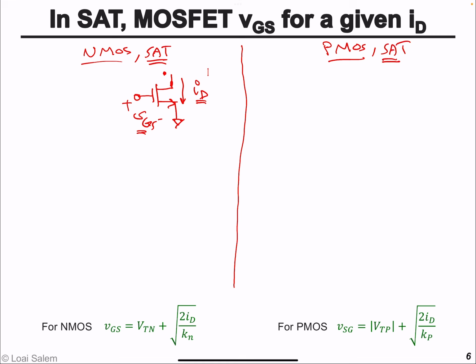So in saturation region, we know that the current of the transistor ID is going to be, for an NMOS, Kn divided by 2 times VGS minus VTN, squared.